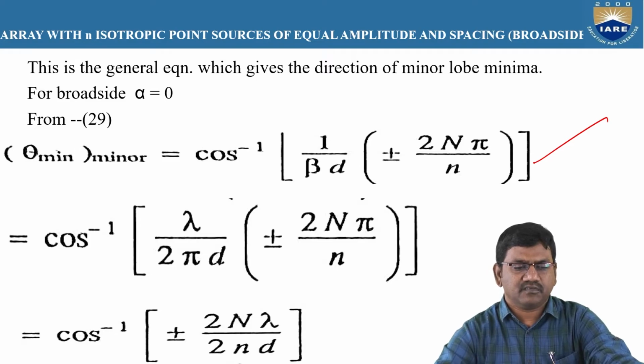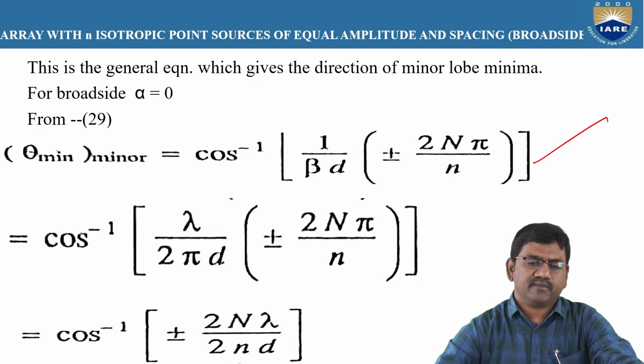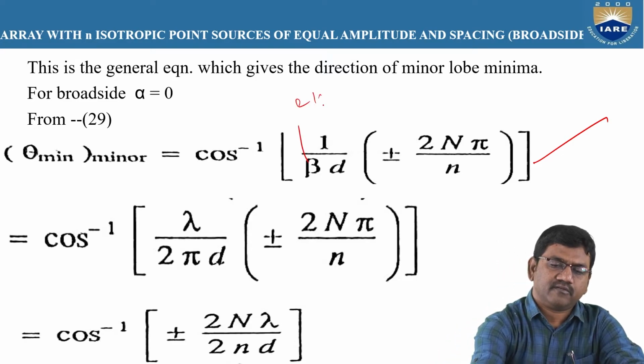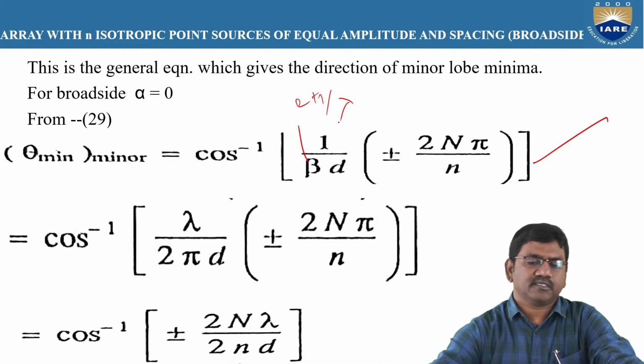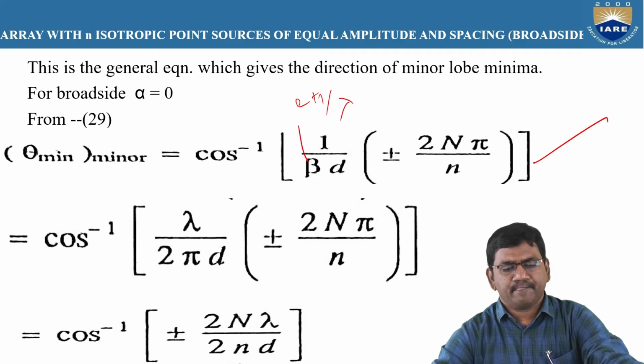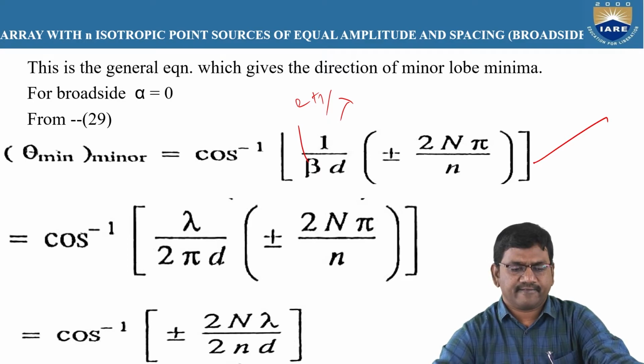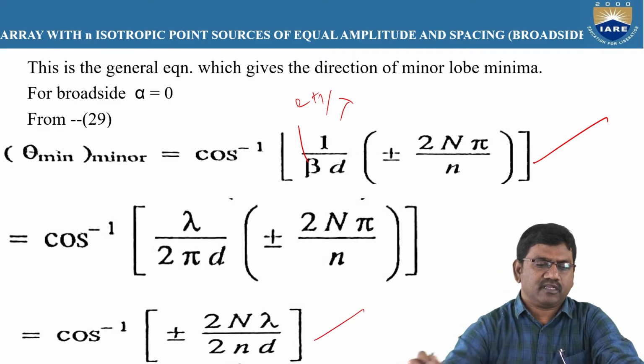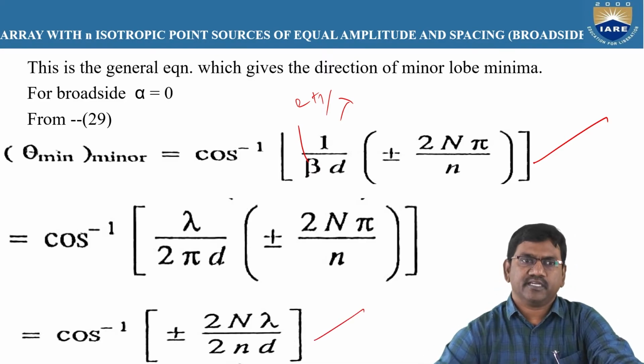That is equal to cos inverse of lambda by 2 pi d into plus or minus 2 n pi by n. Why? Because we know that beta is equal to 2 pi by lambda. Substitute beta is equal to 2 pi by lambda, and you will get lambda by 2 pi d into plus or minus 2 n pi by n. If you further simplify this, you will get cos inverse of n lambda by n d.